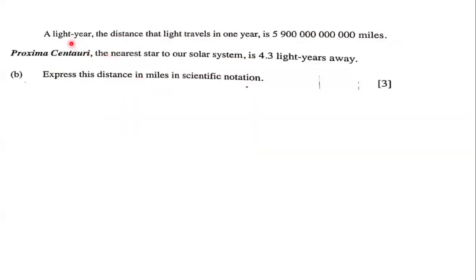Next, it says that a light year, the distance that light travels in 1 year, is 5,900,000,000 miles. Proxima Centauri, the nearest star to our solar system, is 4.3 light years away. Express this distance in miles in scientific notation. In order to get this answer, we have to take 4.3 and multiply it by the distance that light travels in a year, which is 5.9 times 10 to the power of 12 miles.